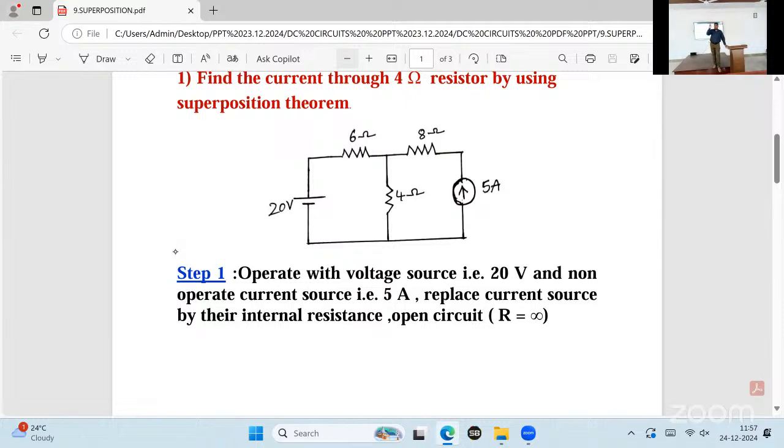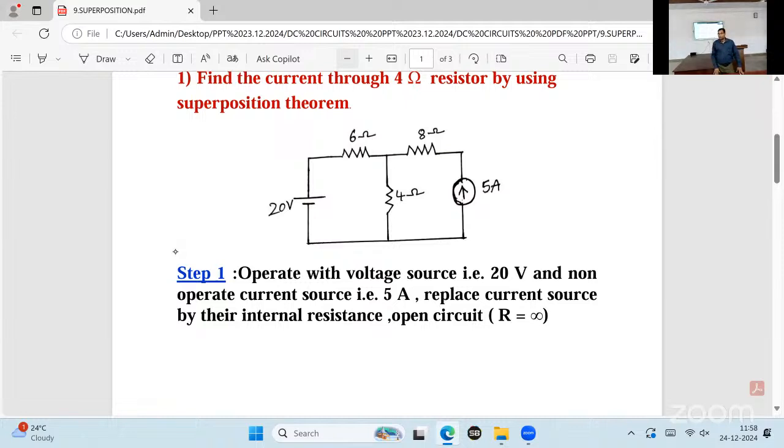If it is a voltage source, not a current source, what is the answer? R is equal to 0, short circuit. If you remember these two, then you can solve the problem. You have to remember two things whenever you say it is non-operative.